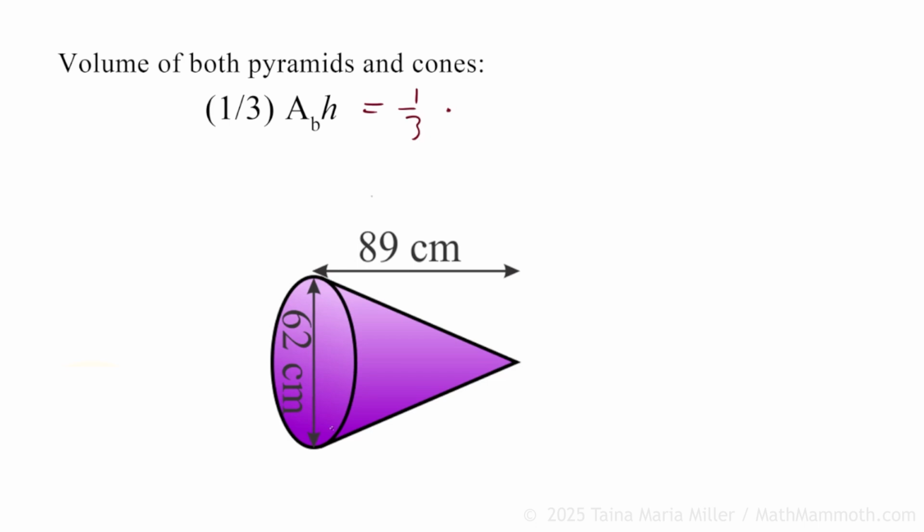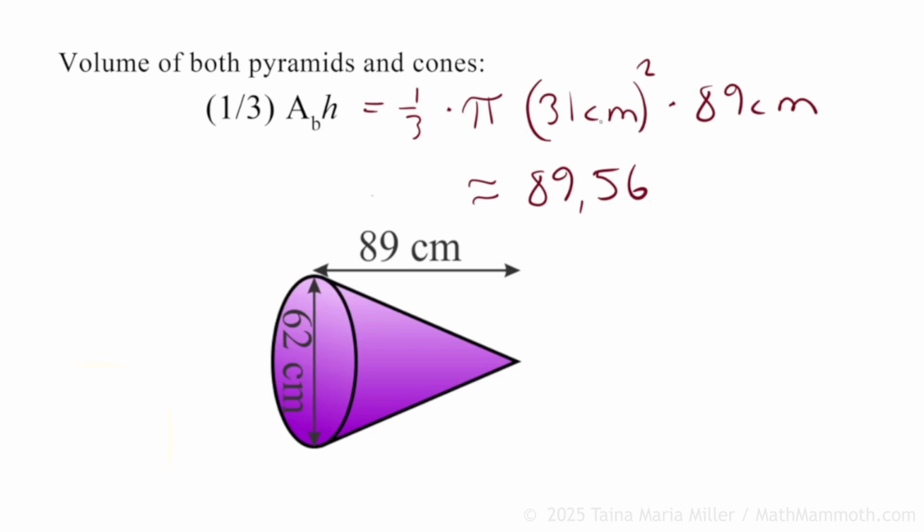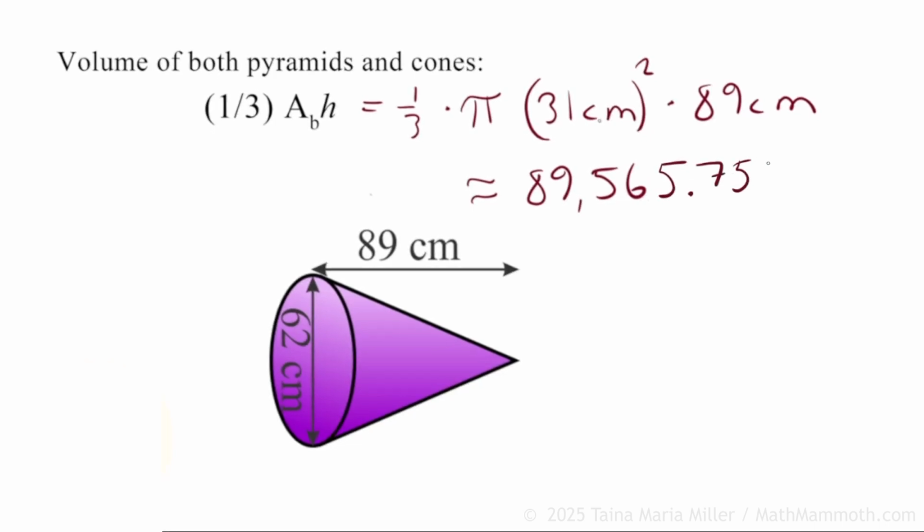In this case, the base is a circle. So once again, we use the familiar formula pi r squared. Another one you need to memorize. Pi r squared. R is what? This is the diameter. That's commonly how these geometric figures appear, that we are given the diameter, not the radius. We need to take the radius, which is 31 centimeters, and square it times the height, and make sure the 1/3 is still there somewhere, or a division by 3. So we get about 89,565.759.